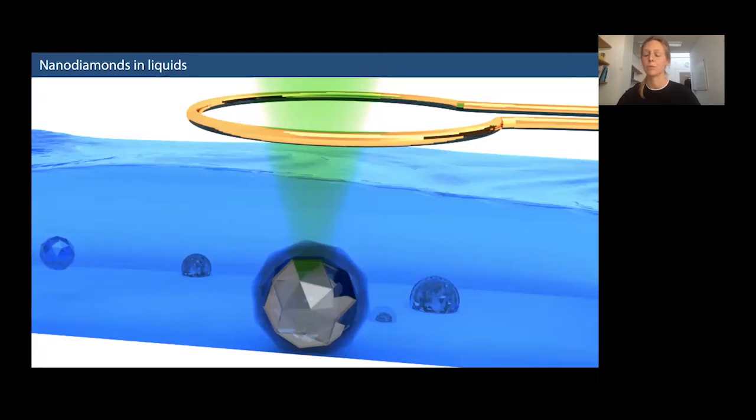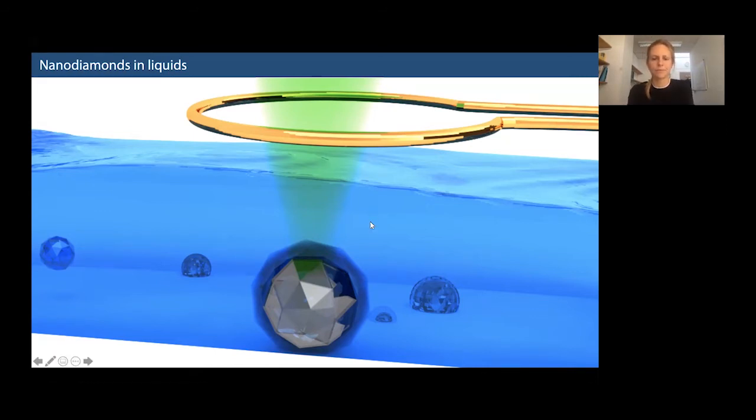It can be anything. It can be in a liquid, and that's what we're going to have a look at now. It can be in a solid state system, or indeed it could be in a living cell. And again, we'll see some data on that in a couple of slides.